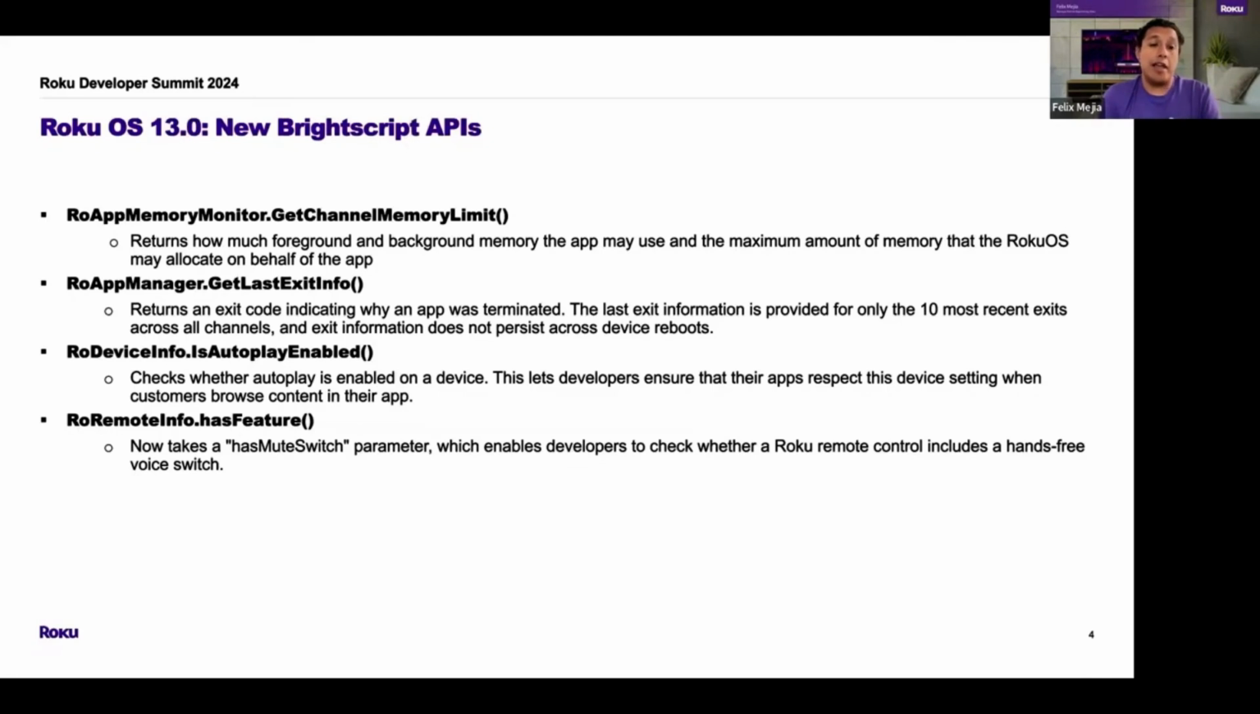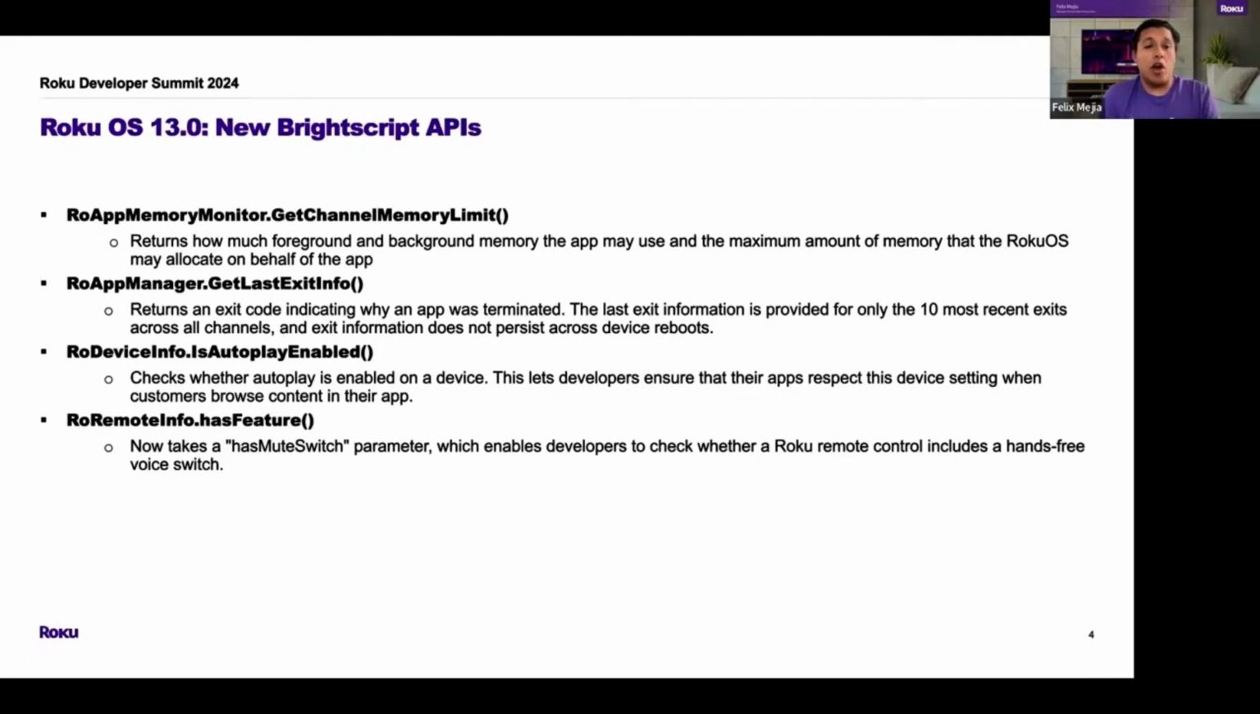We have a new API for the RO device info, which is Is Autoplay Enabled, which checks whether autoplay is enabled on the device. This lets developers ensure that the apps respect the device setting when customers browse content in their app. And this is a certification requirement that is being mandated as of October 1st. So this will help out with that.